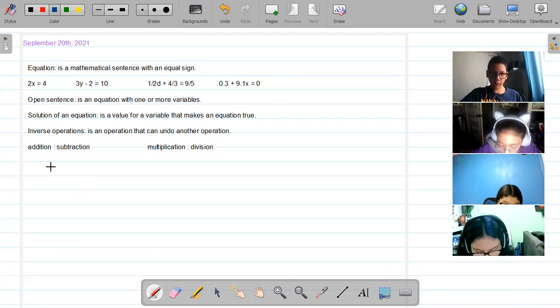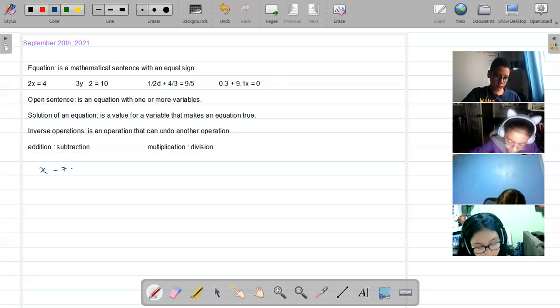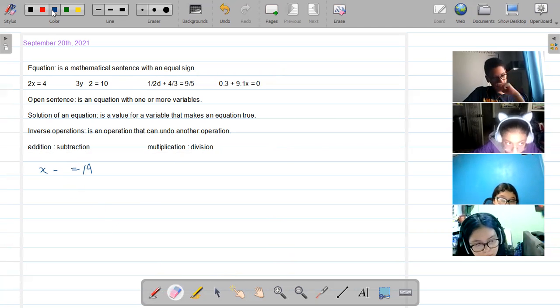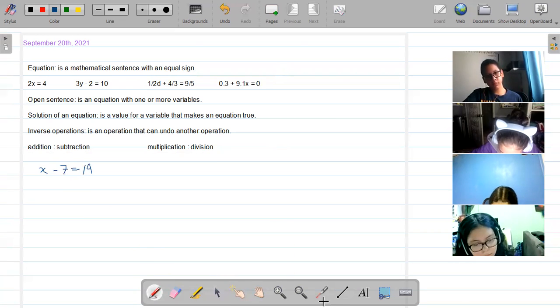So we begin with the examples. We're gonna begin with the easy one. So for example, we begin with x minus 7 is equal to 14. Okay, and I know that you saw this. So x minus 7, that 7 looks like an x. Let's rewrite it. x minus 7 equals 14. So what do we need to do?